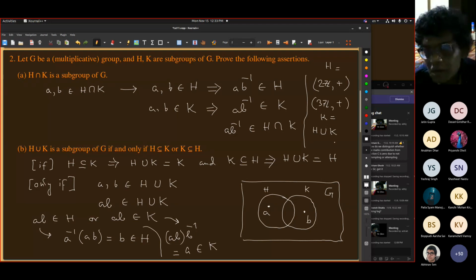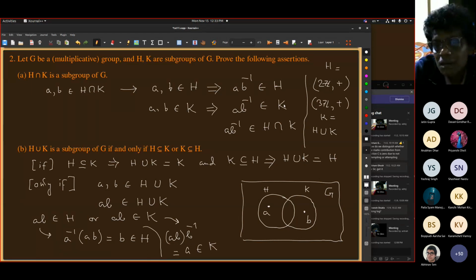But here we have multiplicative. Whatever the operation is, these operations may be written additively, it doesn't matter. So I can port this plus to a dot operation anywhere. That's not a difficult issue.